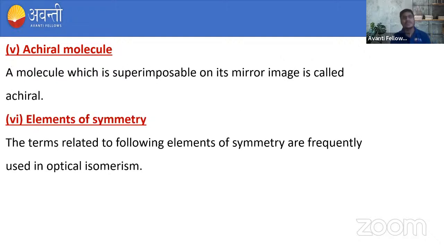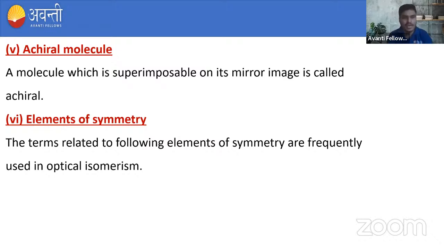Always remember. What is a chiral molecule then? A molecule which is not superimposable on its mirror image. For example, this is our hand, right? The mirror image of this is this one. They are not superimposable on each other. So they are called chiral molecules, right? They are not superimposable on each other.